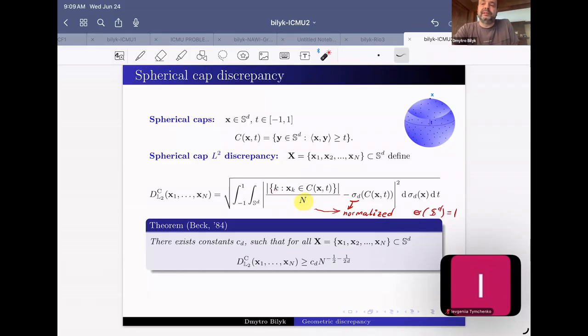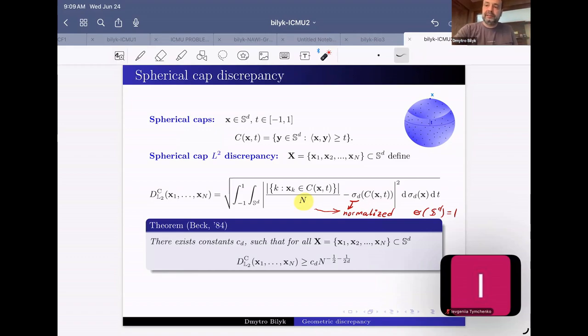You count the number of points that fall into the cap, and divide by n. So both are probability measures. This is a probability measure in the sense that it's positive and the total measure is 1. And this gives you a discrete probability measure. So we're comparing this discrete probability measure with this uniform probability measure. And then we're just averaging over all of the caps.